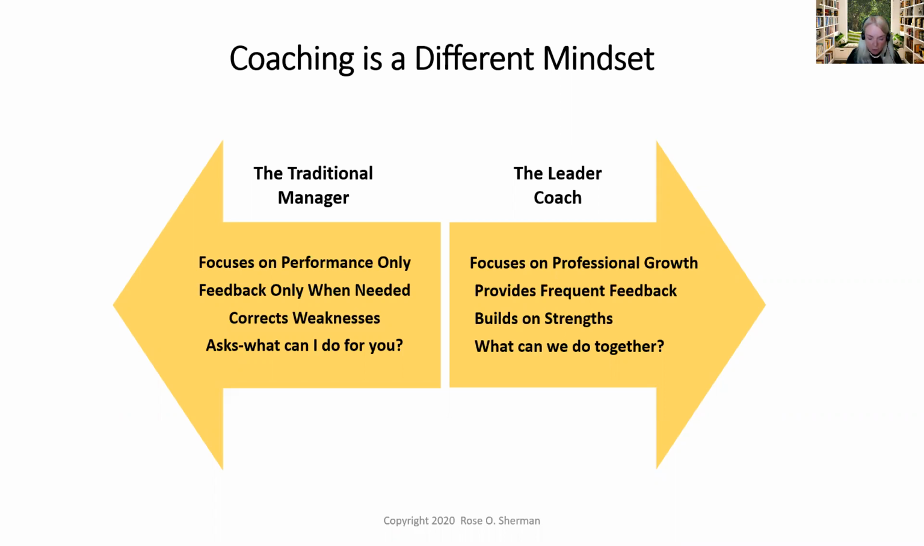Instead of focusing only on performance, you may also need to start focusing on the professional growth of your staff, because this is really what our younger staff members both want and need. Also, instead of just giving feedback when needed or using the philosophy that no news is good news, you'll need to consider providing much more frequent feedback. As a nurse leader coach, you also need to be more strengths focused. And this means spending less time worrying about what people's weaknesses are and more about looking at how you can use their strengths to really improve their performance.